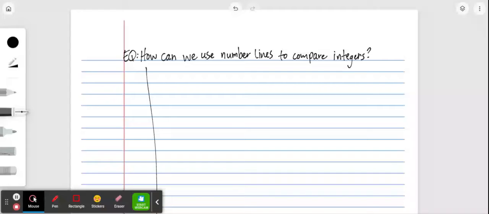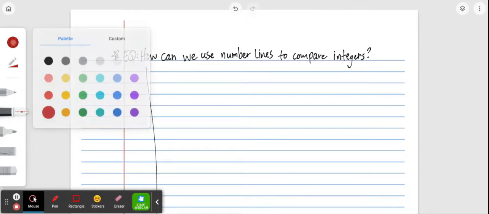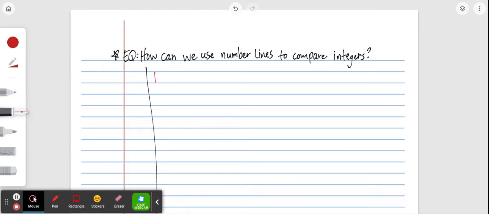All right, beautiful people. To continue our saga on integers, today we're going to talk about how we can compare two integers using number lines. Comparison on number lines makes it so much easier for you to tell if something is bigger or smaller. So the first thing I want us to remember is what an integer is.